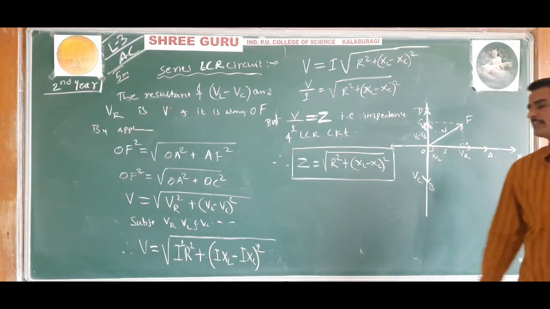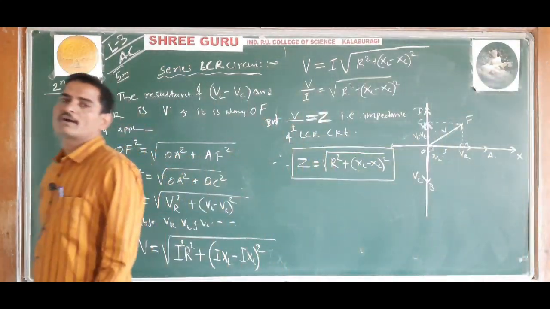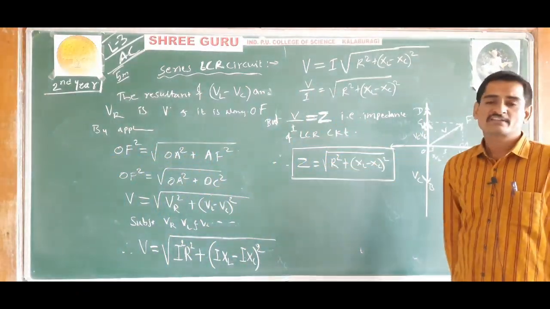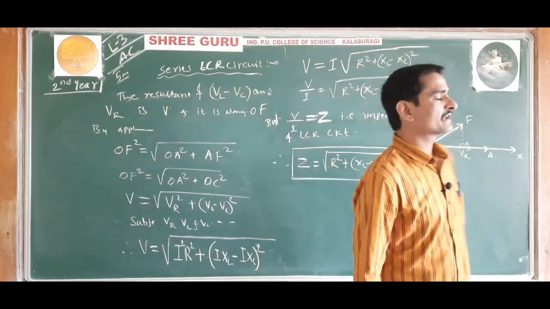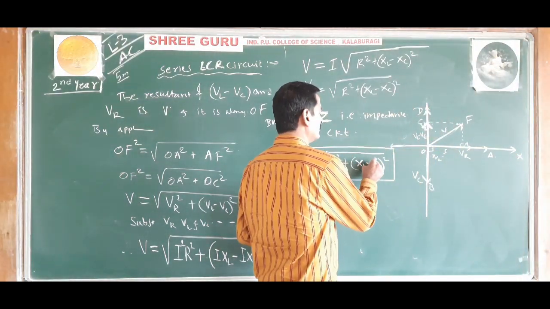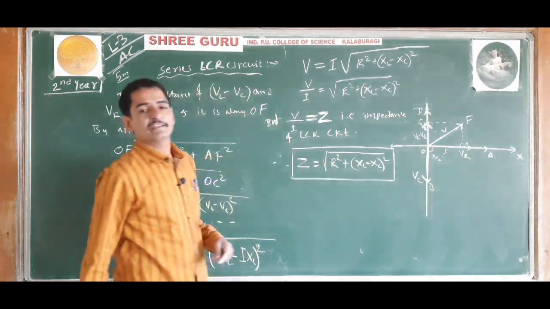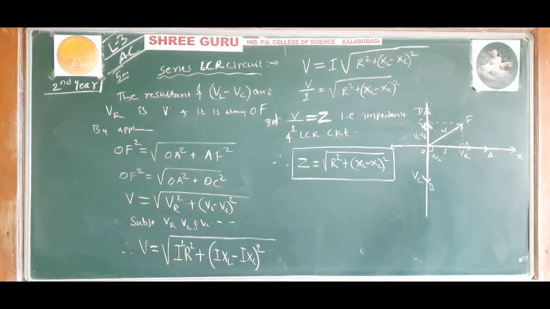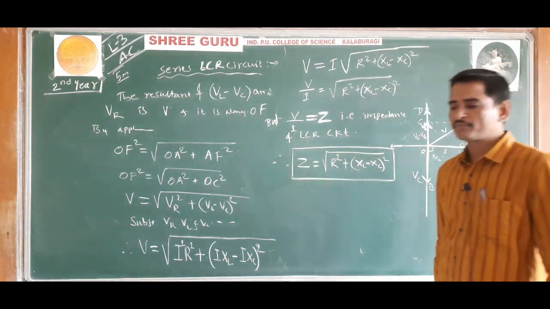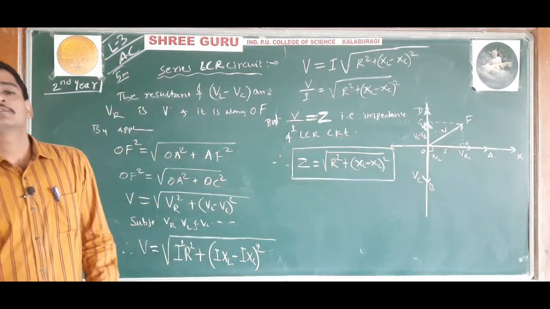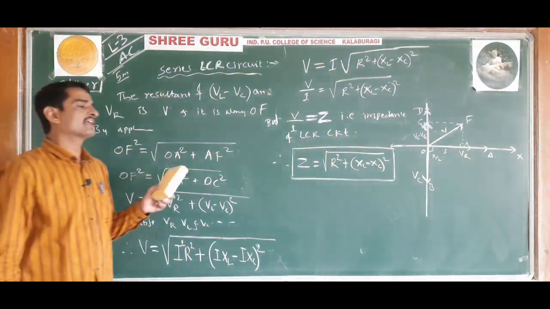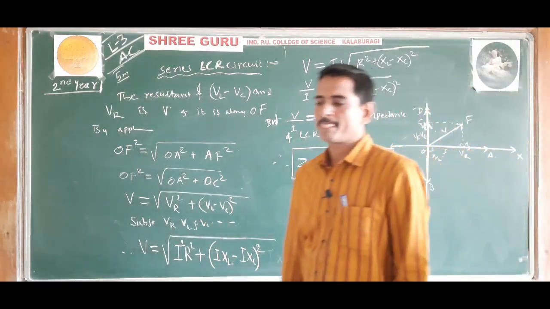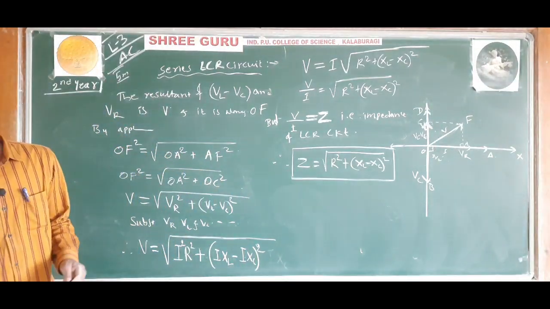The impedance of series LCR circuit is given by Z is equal to under root of R square plus XL minus XC whole square, where R is the resistance, XL is the inductive reactance, XC is capacitive reactance, and Z is the impedance of LCR circuit. So what is impedance of LCR circuit? The effective opposition offered by the LCR circuit to the flow of current is called impedance, and it is denoted by Z. Understood? Okay. So now drawing an impedance triangle.